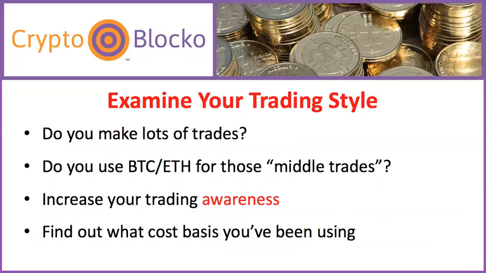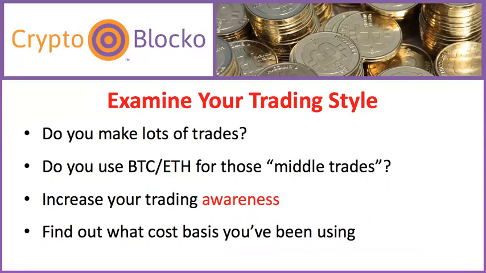All right, so what you need to do is examine your trading style. For example, do you make lots of trades on lots of different exchanges? In that particular case, you're most likely to trigger the fictitious gains dilemma. Do you use BTC and ETH in those middle trades, those conduit trades like we just talked about? So what you need to do is really increase your trading awareness. This is the first thing. And when you trade, be thinking about how many times you buy BTC or ETH going in, or by the way, this is also an example.